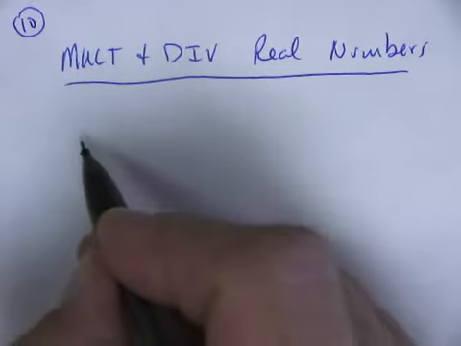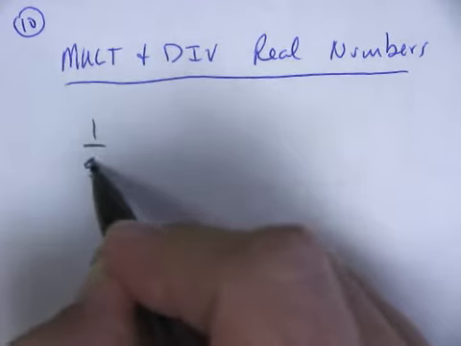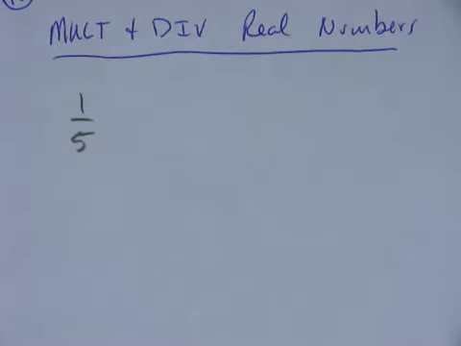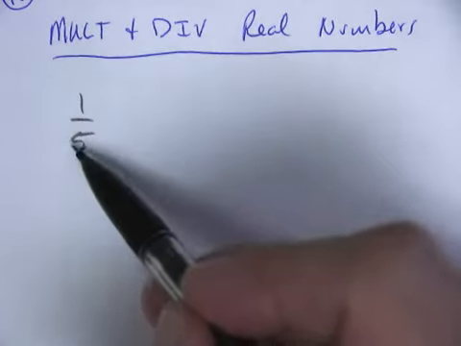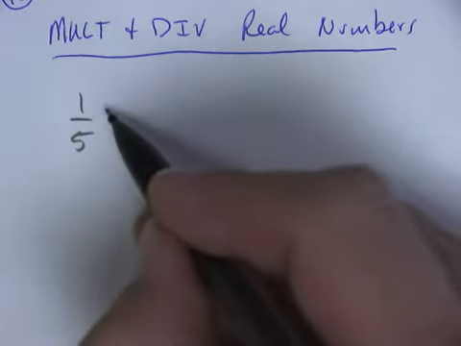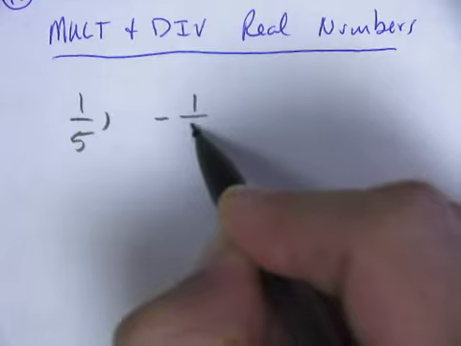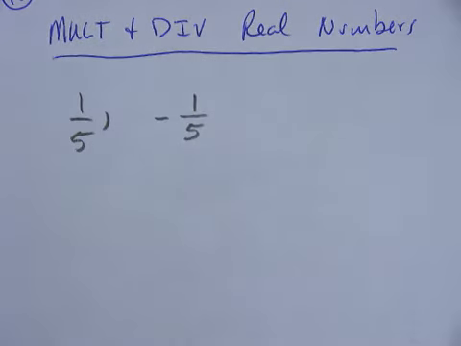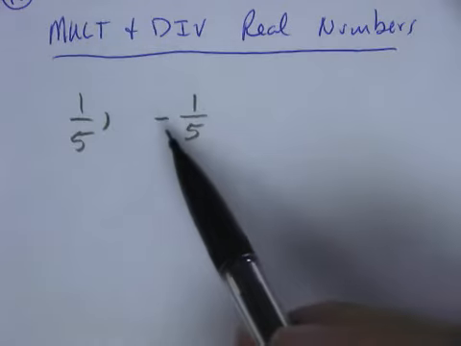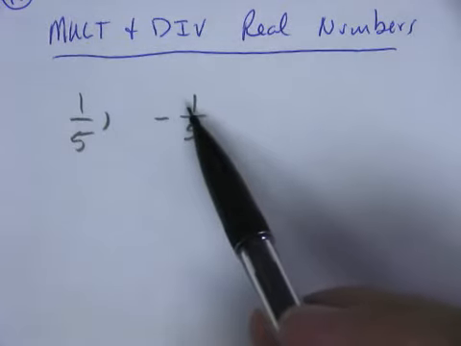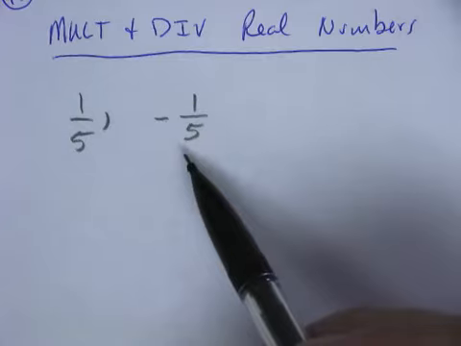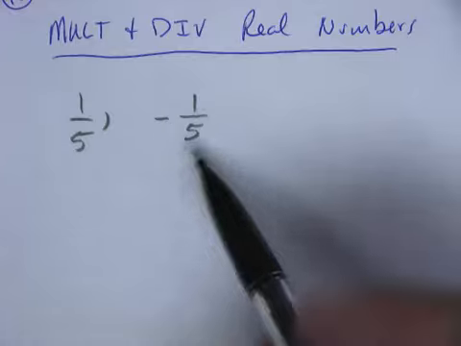If I write out 1/5, you know that the 1 is positive and the 5 is positive. But what if I write it like this? What if I put a negative out in front? Who's negative? Is the 1 negative? Is the 5 negative? Are both the 1 and 5 negative? Is nobody negative? Well, here's the answer.